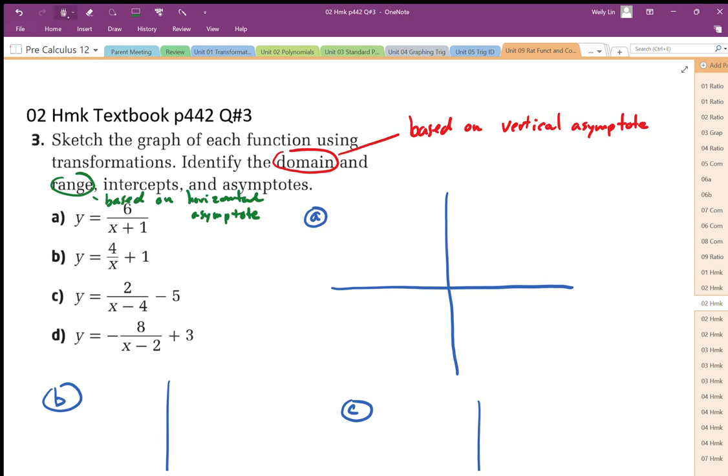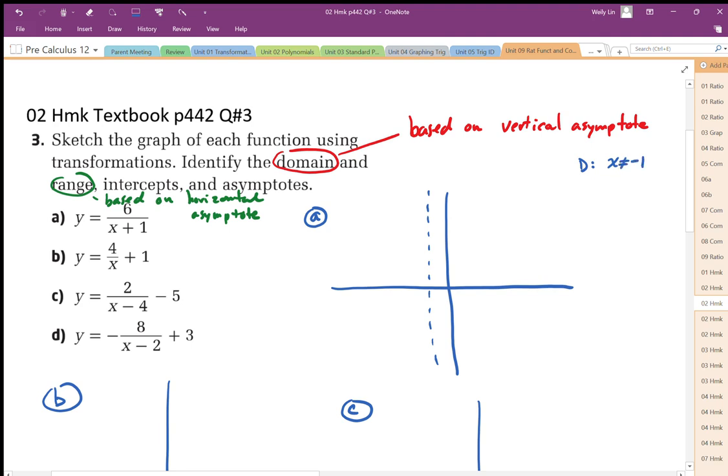So taking a look at question A, it says y equals 6 over x plus 1. Well, x plus 1 gives us the vertical asymptote, so it gives us the domain. The vertical asymptote is going to be at -1. So the domain of this function is going to be x is all real numbers except for -1.